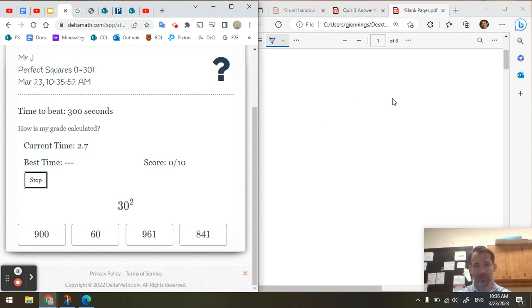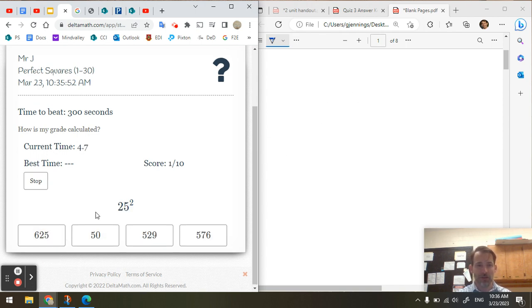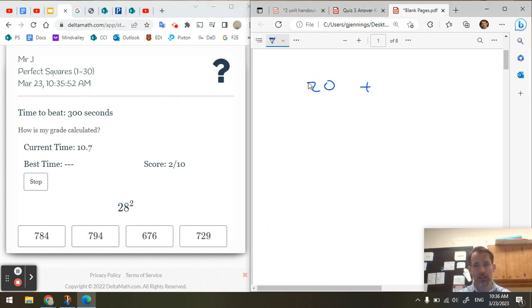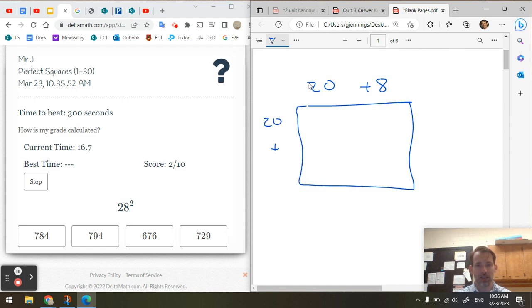Okay, 30 squared. Well, that one's easy. It's 900. But this one, a little better. 25 squared. Let's say I didn't have it memorized. Okay, let's do 28 squared. I do 20 plus 8. That's an area, okay? And that's one side length, and the whole thing is a square, so it's also 20 plus 8 on the other side.